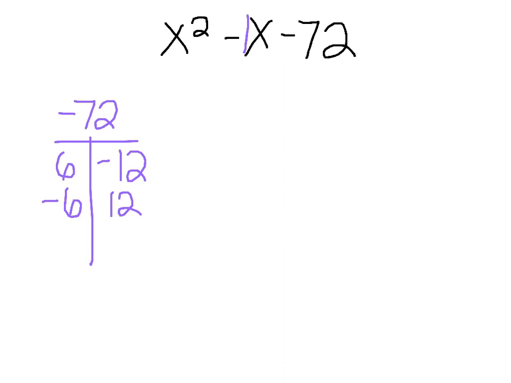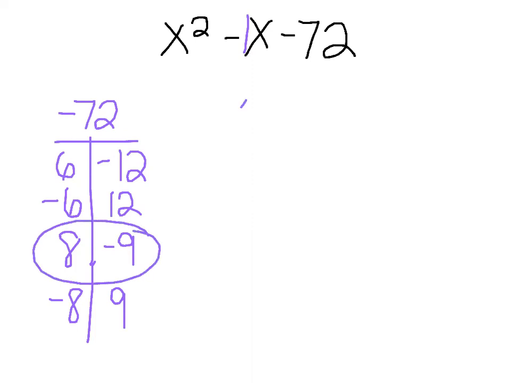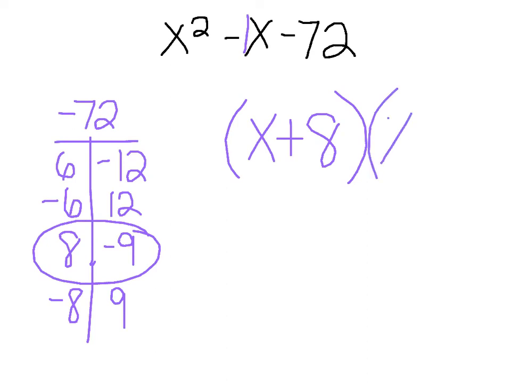Does 7 go into 72? No. Does 8? Yes. 8 and negative 9, or negative 9 and 8. Since we want it to be negative 1, oh, I just wrote the same thing. I'm so sorry. 8 and negative 9, or negative 8 and positive 9. Since we want it to be negative 1, this is the one we want. So we're going to have x plus 8 times x minus 9.